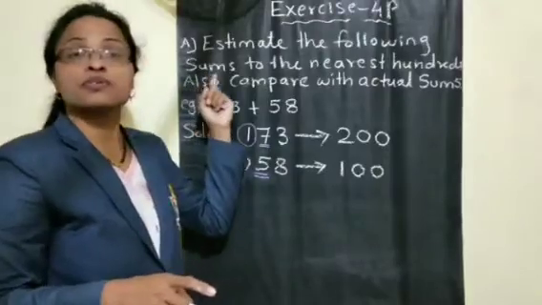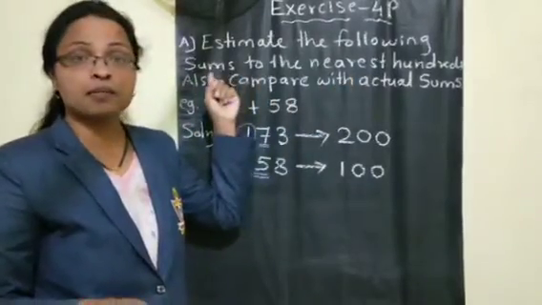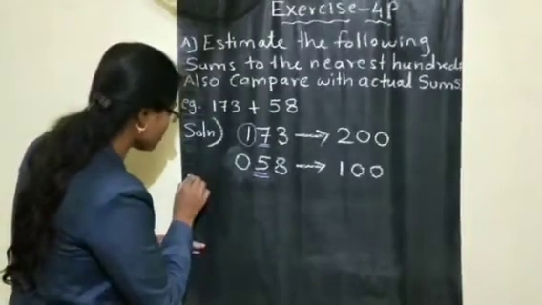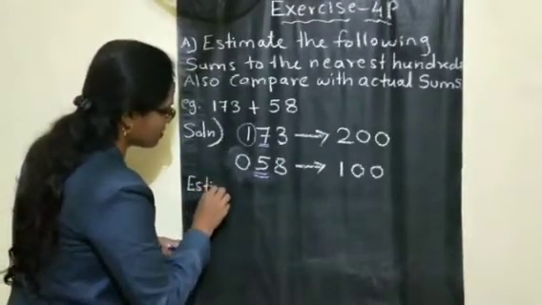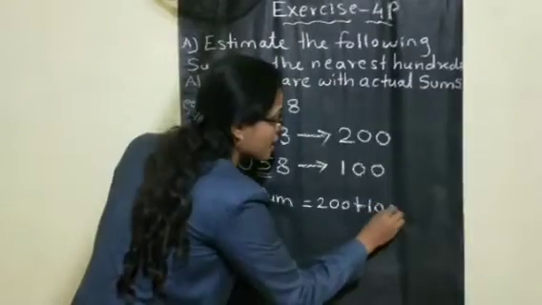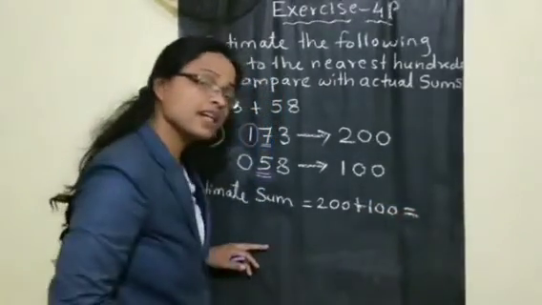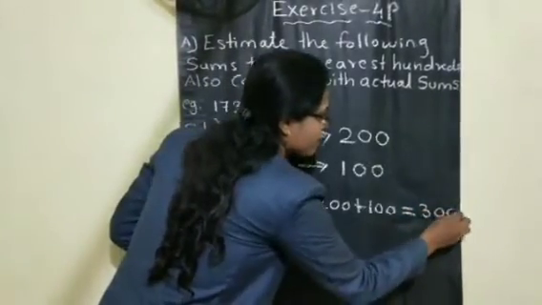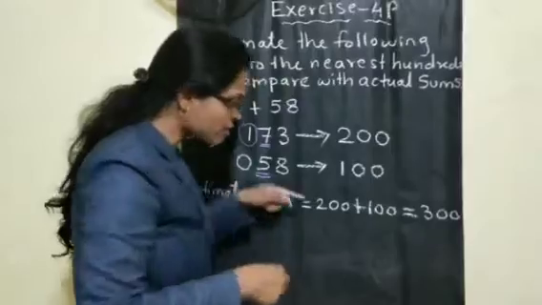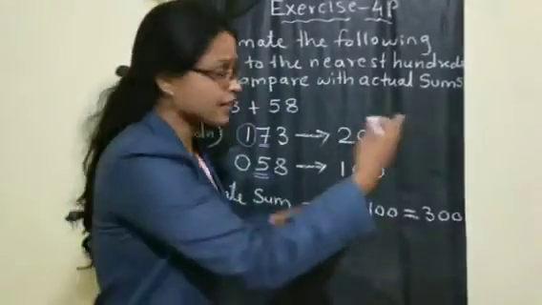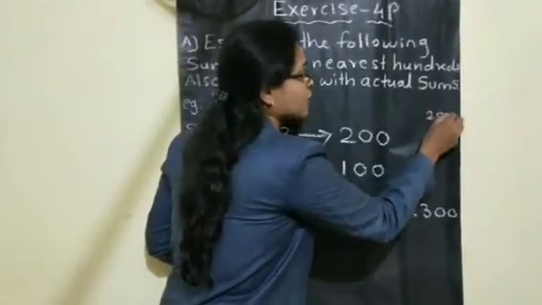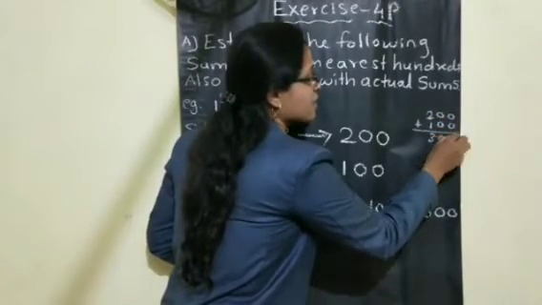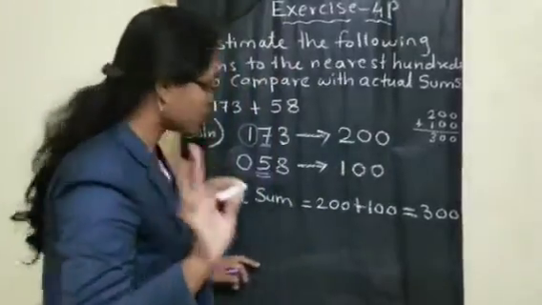Now estimate to the nearest 100 by doing the sum of it. Sum means estimation of the sum. So 200 plus 100, how much, children? 300. You can find the answer directly, or horizontally, or if it is difficult, on the rough side you can arrange the numbers vertically, add and get your answer. Now you are familiar with addition problems.